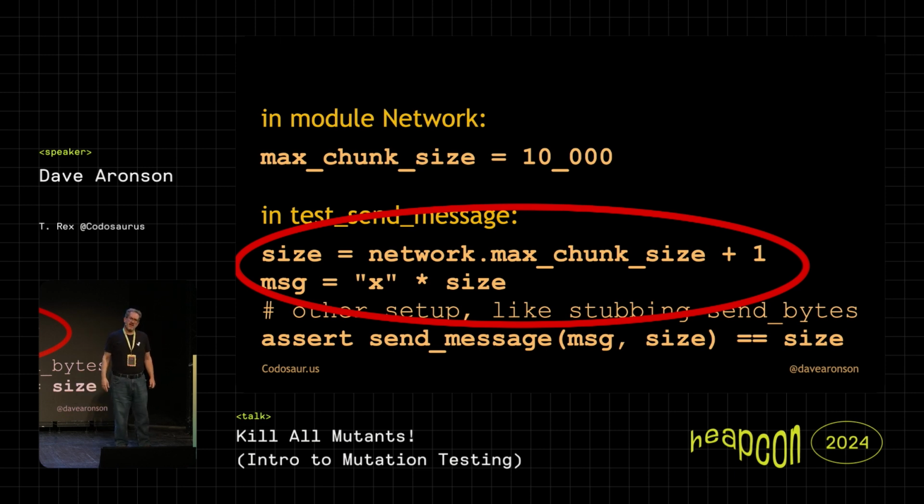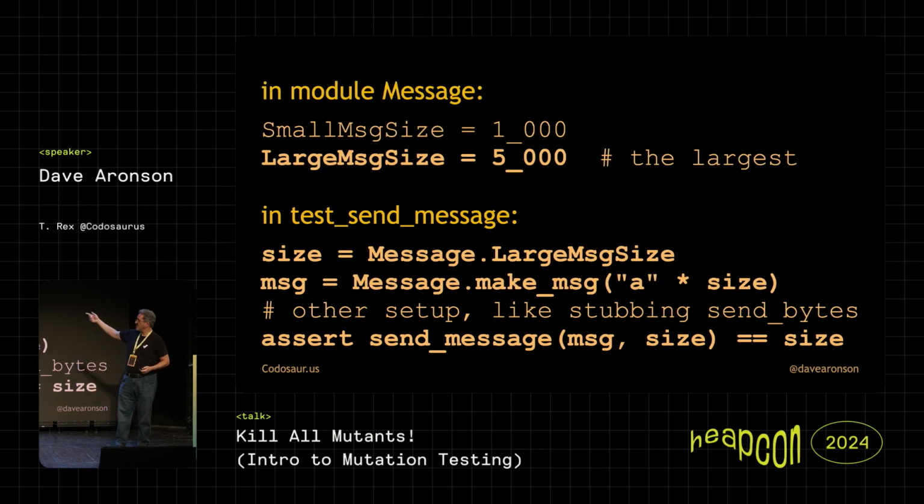But let's look at another possibility. Maybe we did test with the largest permissible message out of a predefined set of messages, or at least message sizes. For instance, here we have small and large message sizes, and we tested with a large, and yet this mutant survives. In other words, we're still sending the whole message in one chunk. What could be wrong with that? What is this mutant trying to tell us? It sounds like a good thing to me.